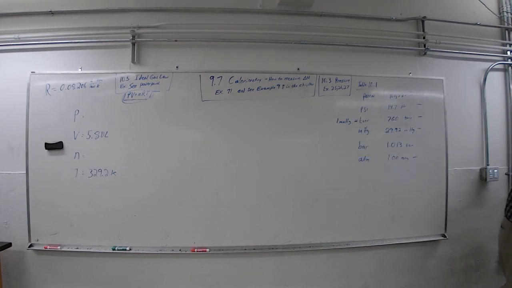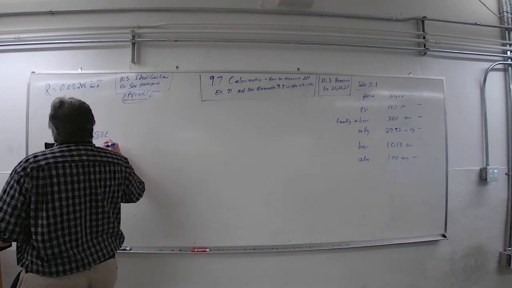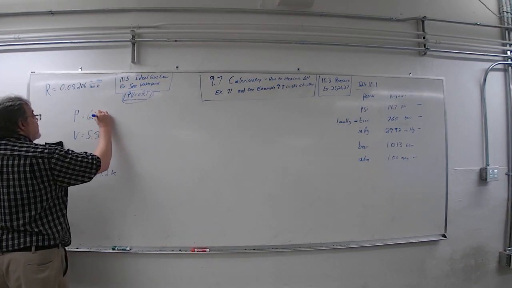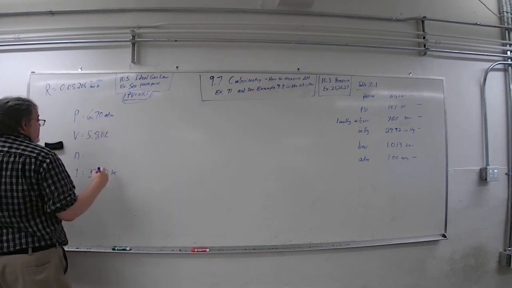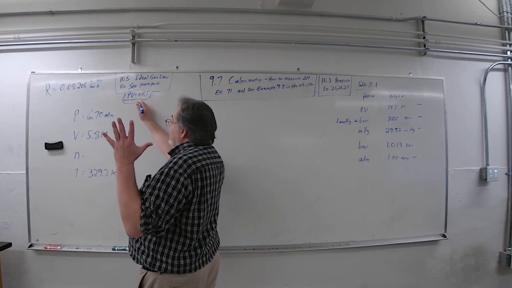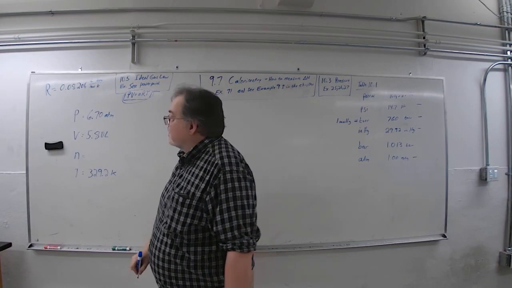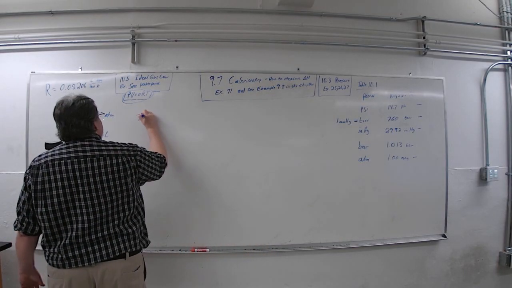How many moles of the gas are present in the container? The pressure is 6.70 atmospheres. Okay, PV equals nRT, five variables. You've got four out of five and you just solve for the thing. You just plug everything in.